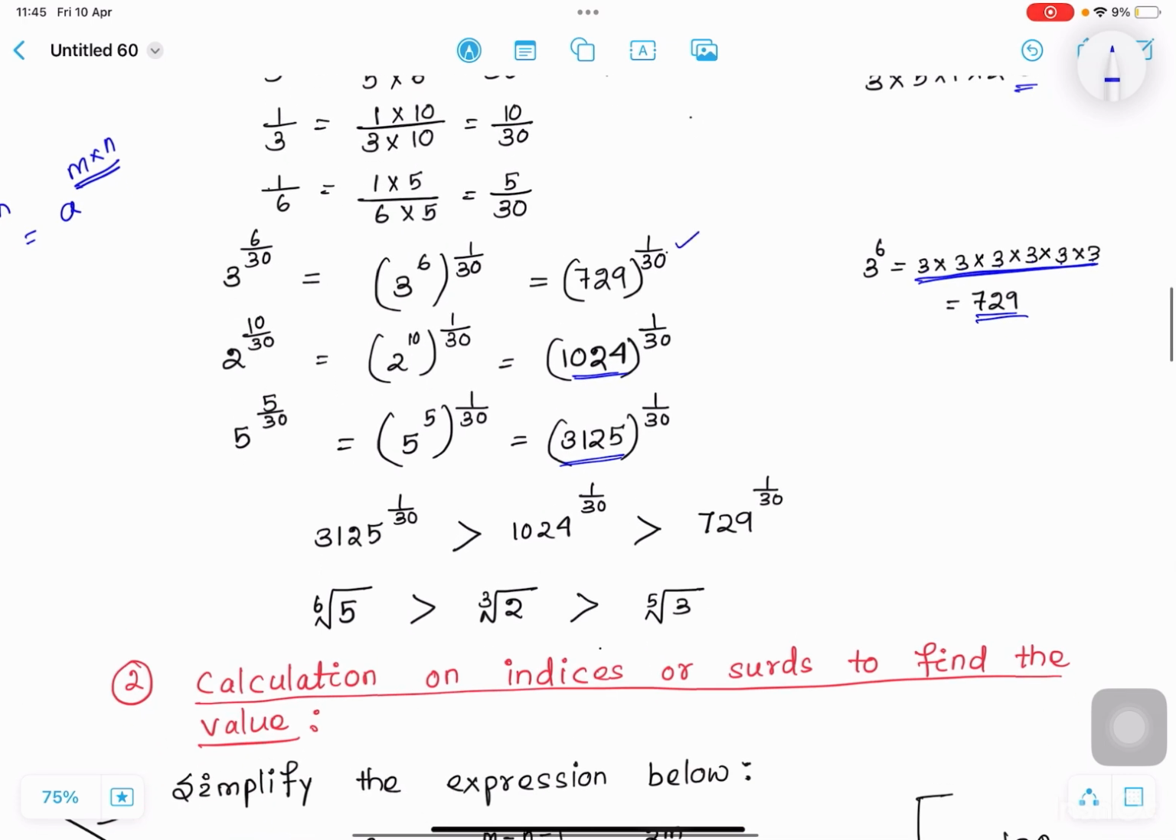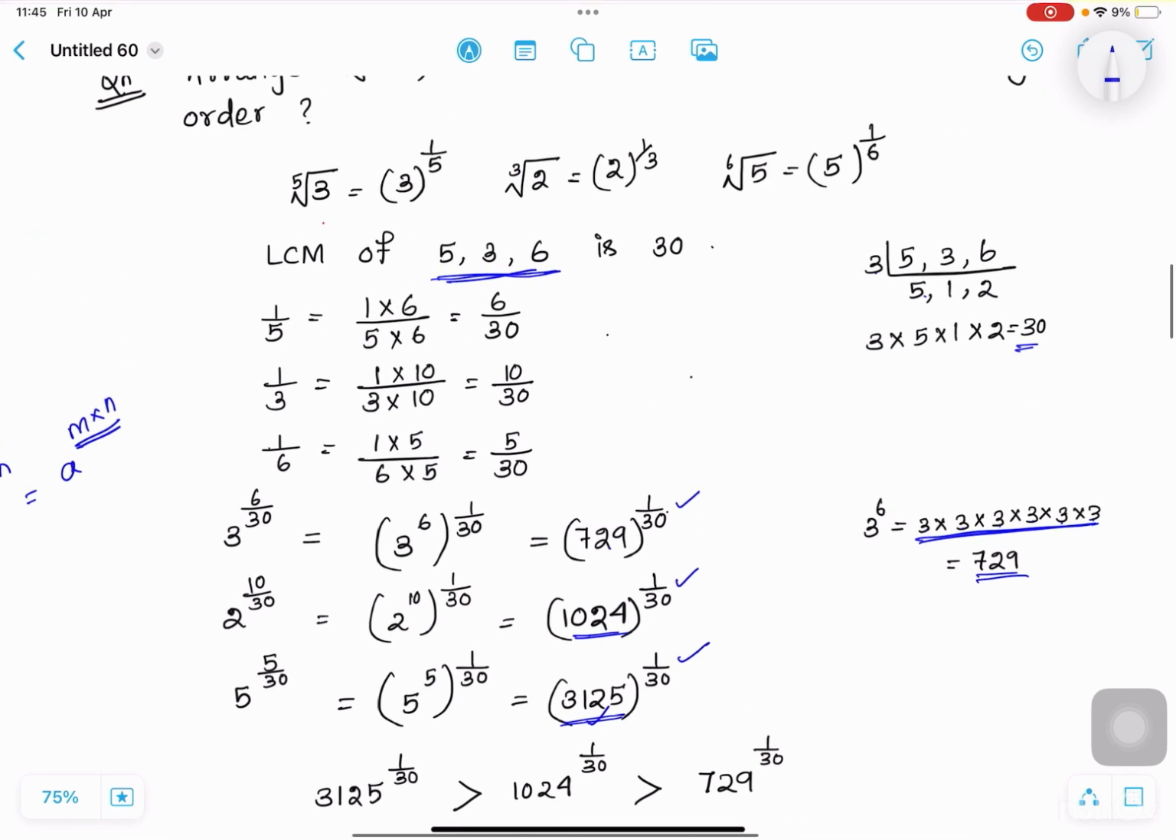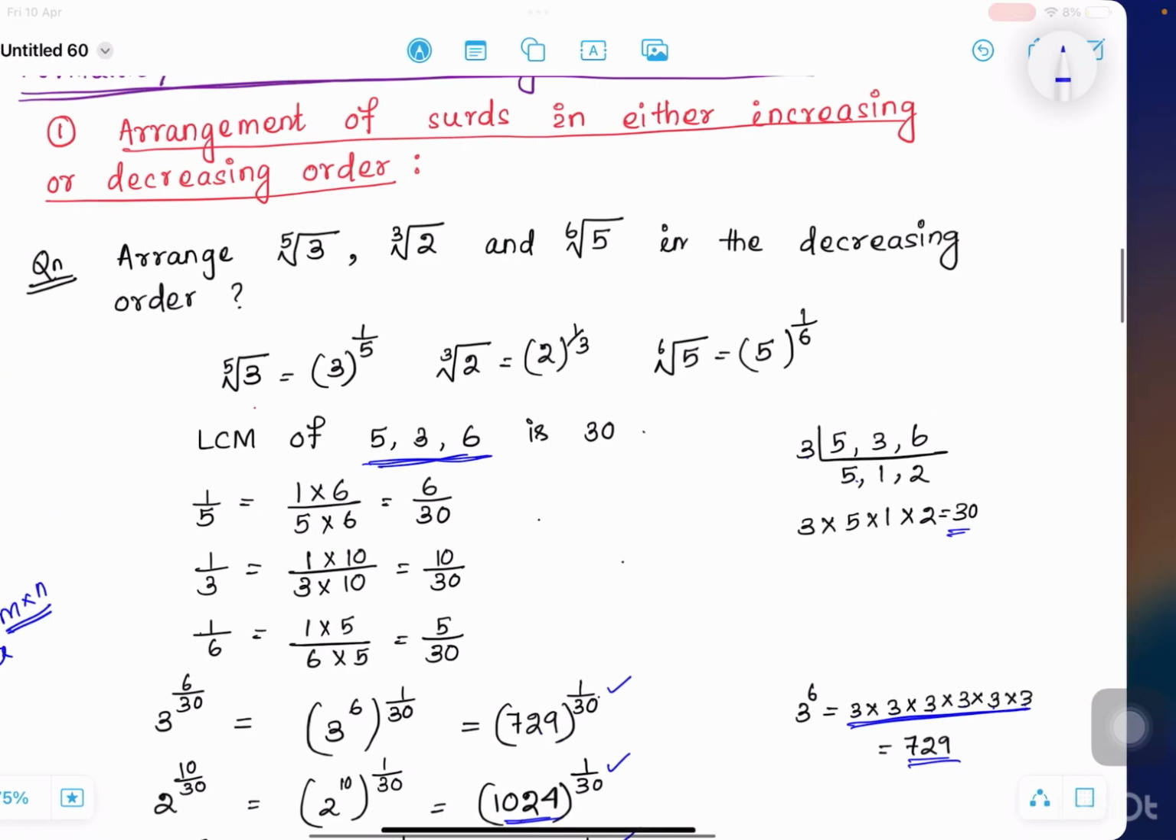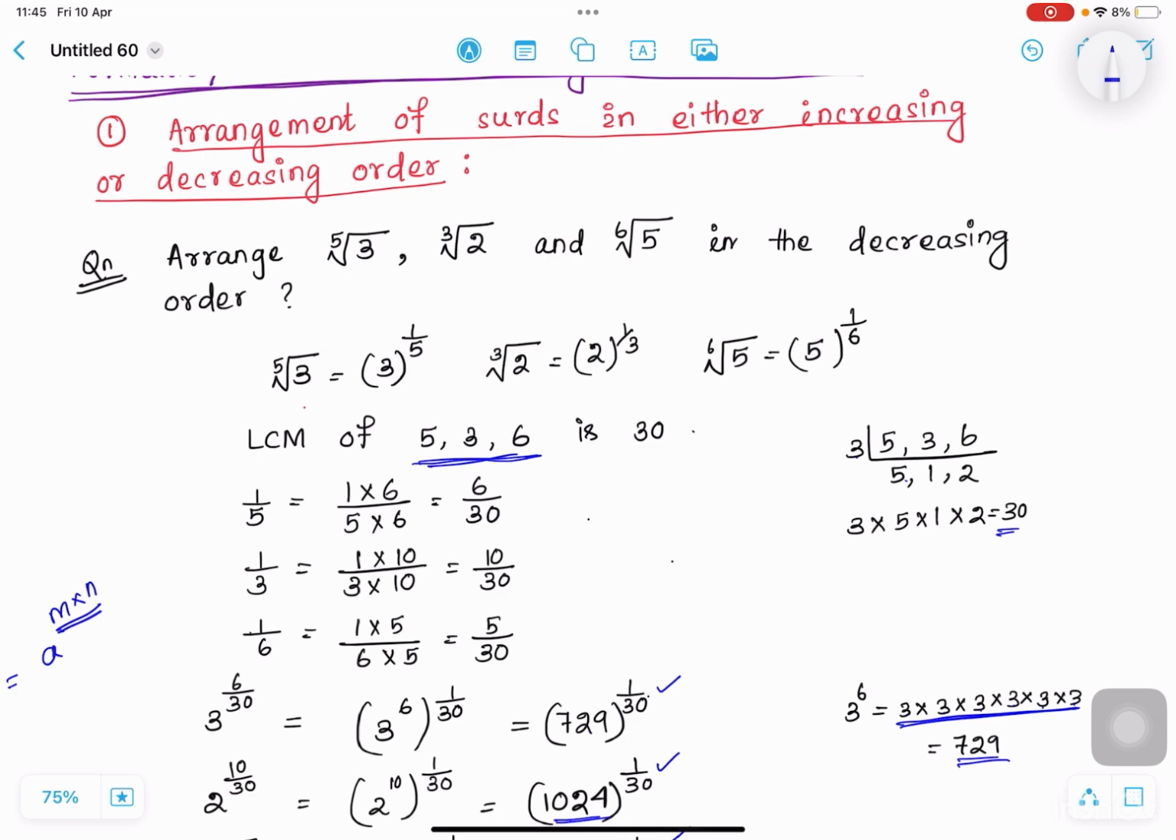Now as the exponents are equal, whichever base is greater, that value will be greater. So this one will have the most value. 3125 to the power 1 by 30 is greater than 1024, which is greater than 729. So with our question, the 6th root of 5 is greater than the 3rd root of 2, which is greater than the 5th root of 3.